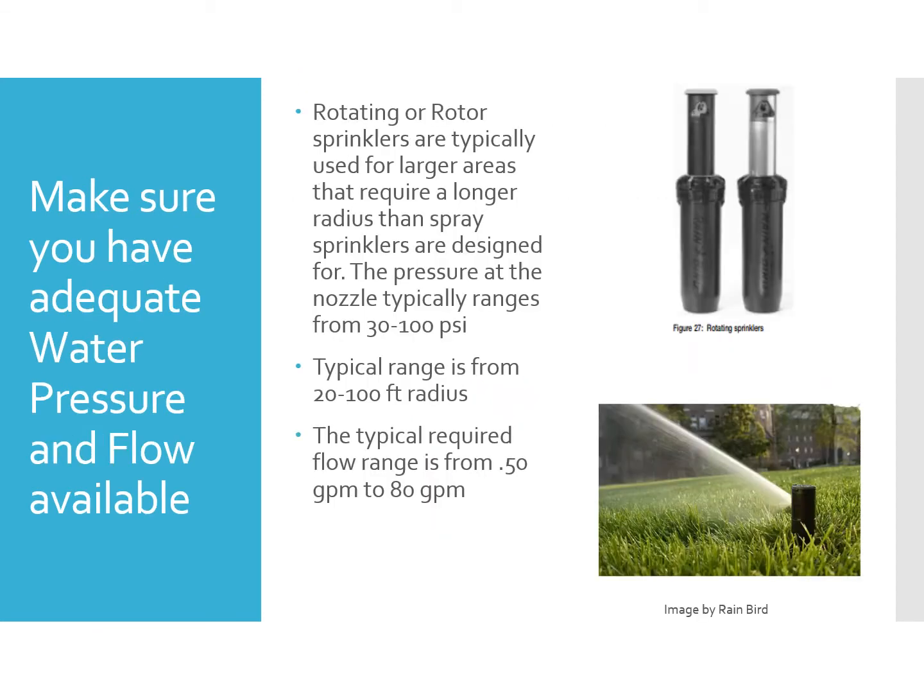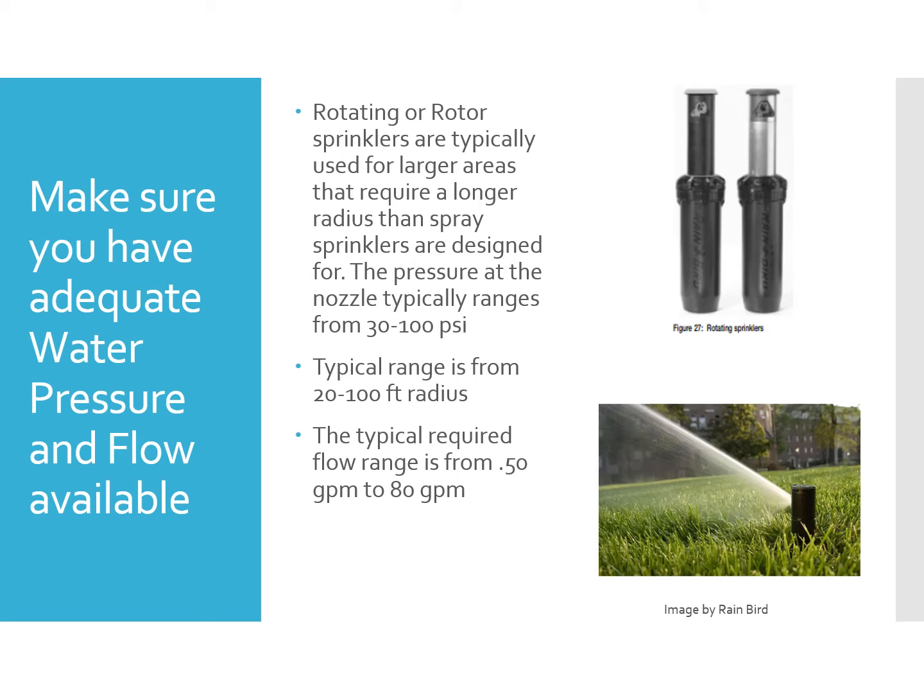Rotating or rotor sprinklers are typically used for larger areas that require a longer radius than spray sprinklers are designed for. The pressure at the nozzles for this type of sprinkler ranges from about 30 to 100 psi. Typical ranges in radius are anywhere from about 20 feet up to a 100-foot radius. The flow range for these is as small as 0.5 and up to about 80 gallons per minute. So there is a large range of different rotors.